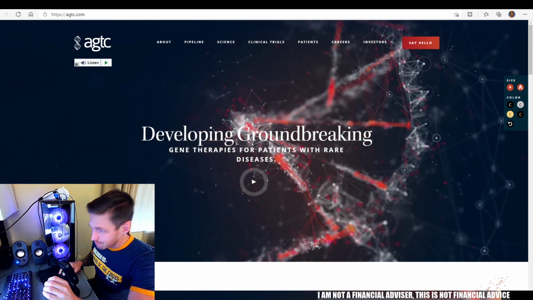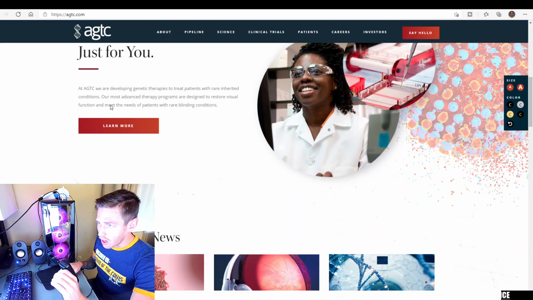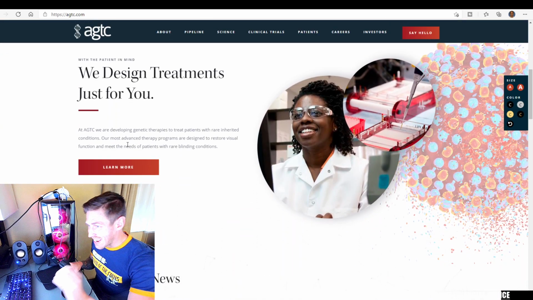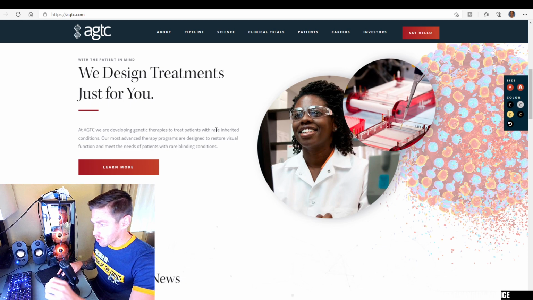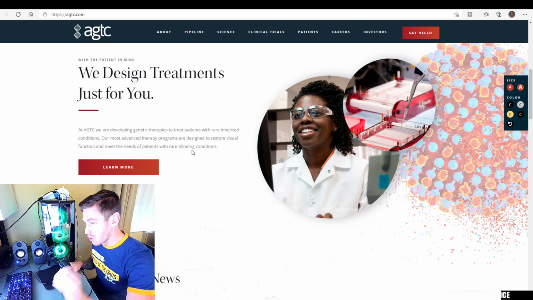Now, this is different. Developing groundbreaking gene therapies for patients with rare diseases. We design treatments just for you. At AGTC, we are developing genetic therapies to treat patients with rare inherited conditions. Our most advanced therapy programs are designed to restore visual function and meet the needs of patients with rare blinding conditions.